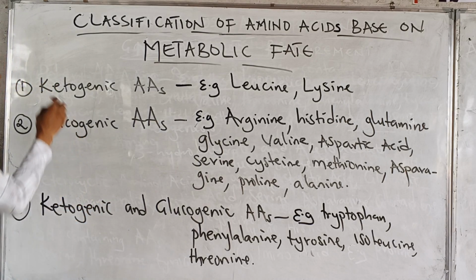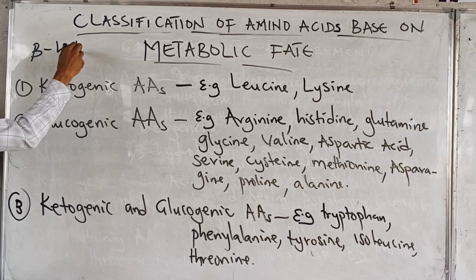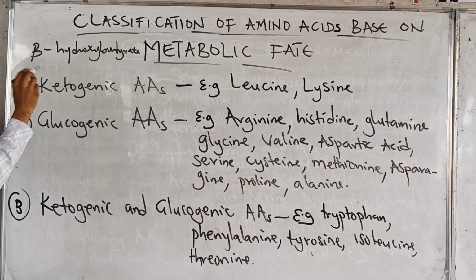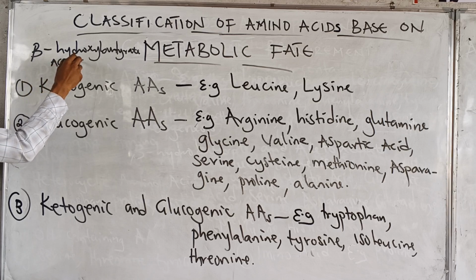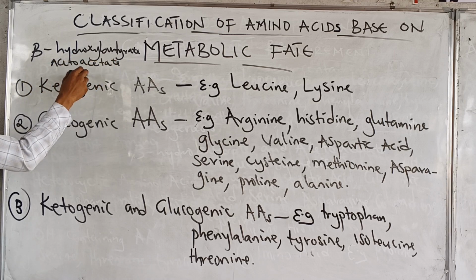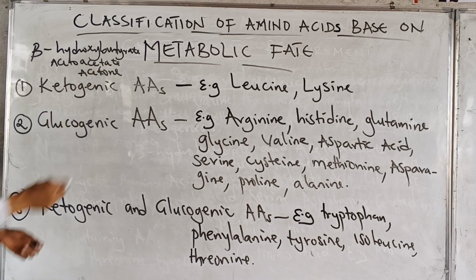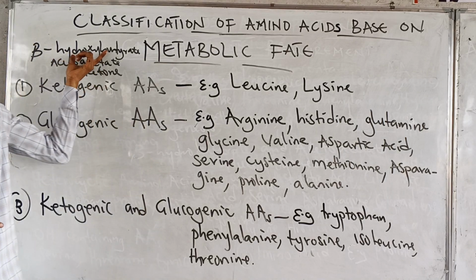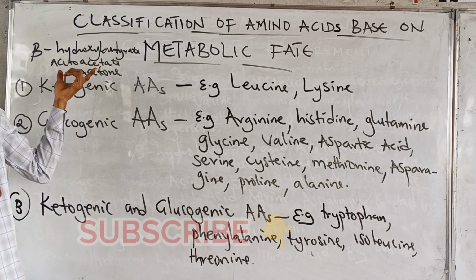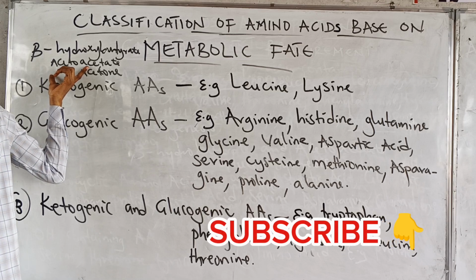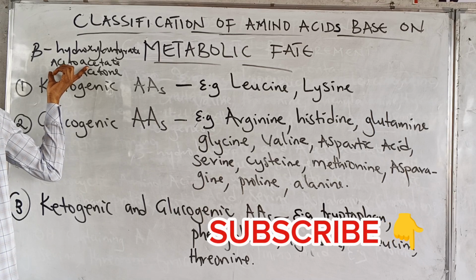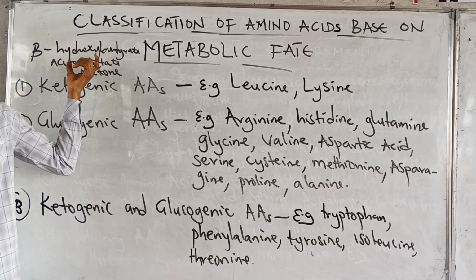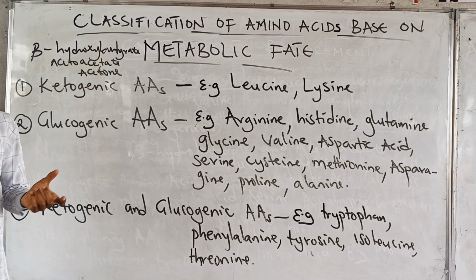Examples of ketone bodies are beta hydroxybutyrate, acetoacetate, and acetone. But I didn't count acetone here because acetone does not generate energy. Beta hydroxybutyrate, when broken down, generates energy. Acetoacetate, when broken down, generates energy. Those amino acids that are converted to acetoacetate and beta hydroxybutyrate, the ketone bodies, are called ketogenic amino acids.